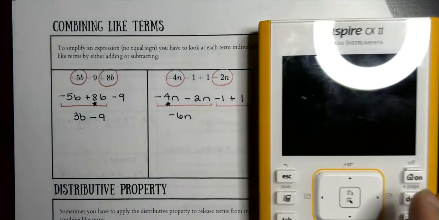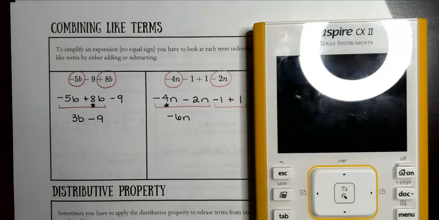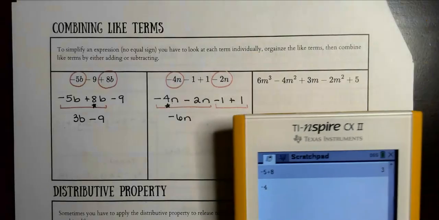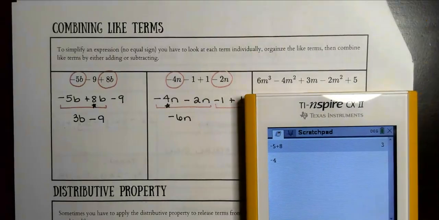Now, I do want to remind you that if you grab your calculator, you can type in -4. You can't type in -4n because it won't do variables for you. So if you do -4, use the negative when it's in the front.